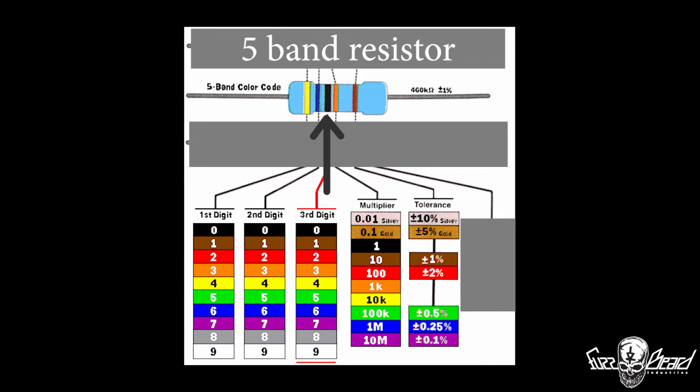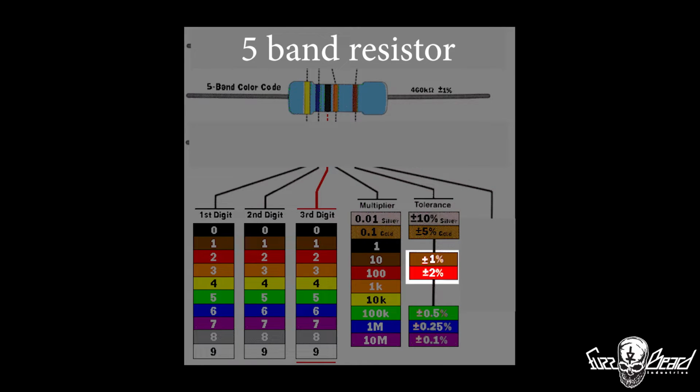5-band resistors have a third value band before the multiplier and usually have smaller tolerance ratings. Most 5-band resistors are in the 1 to 2% tolerance range, whereas 4-band resistors are generally in the 5 to 10% range. As you can see on the chart, there are other superfine tolerance ratings denoted by different colours down at the bottom of the scale there, but the ones at the top are the ones you will generally encounter.